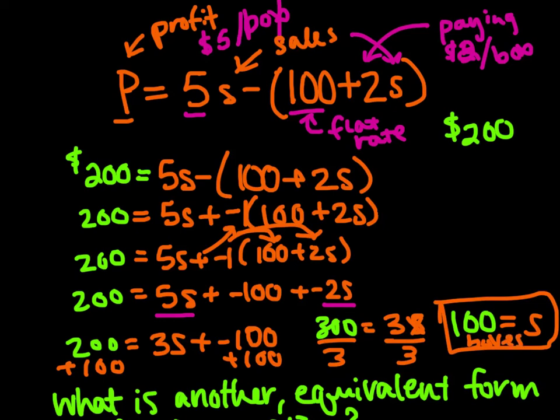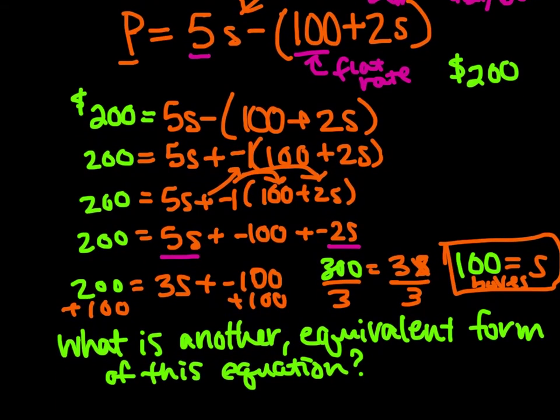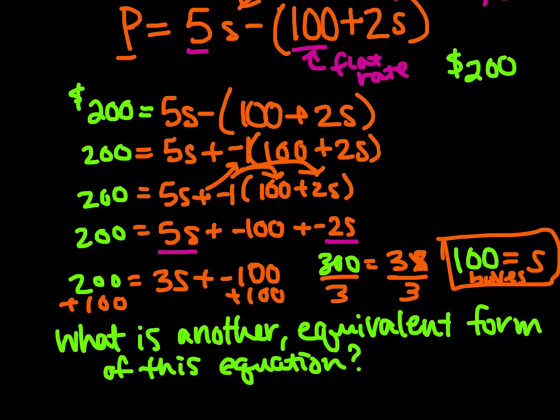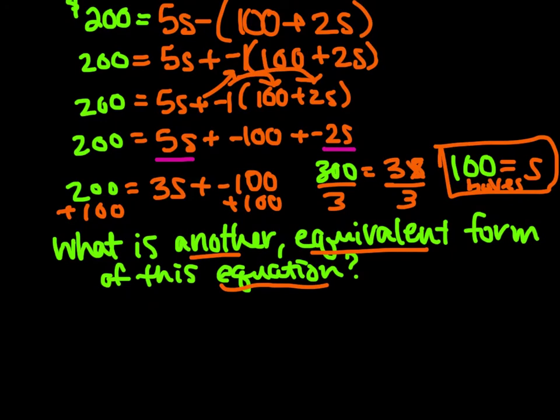So using this information and knowing that we can do this, is there another equivalent form of this equation? Could we write this in a simpler way? So I'm going to rewrite our equation. We have P is equal to 5s minus 100 plus 2s.